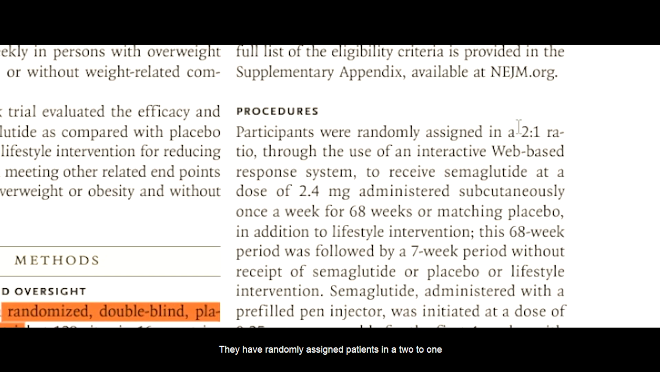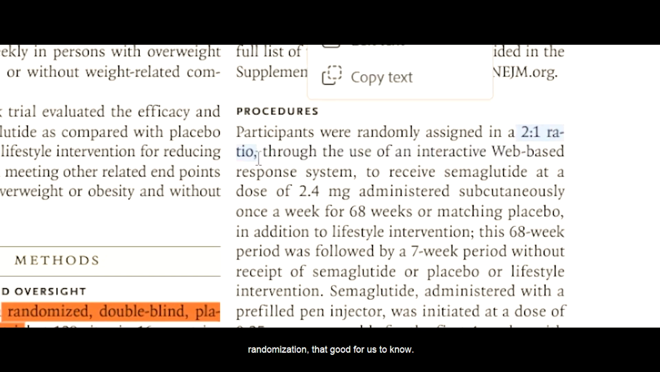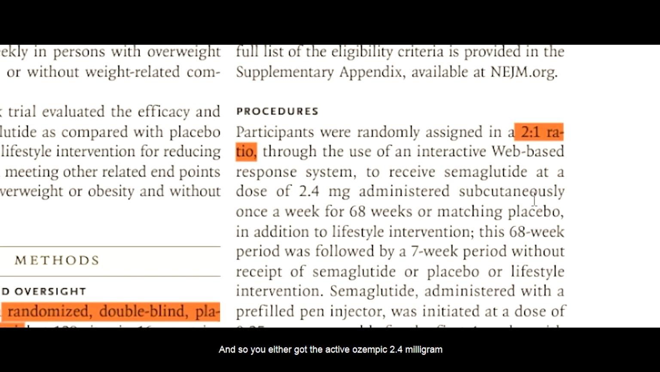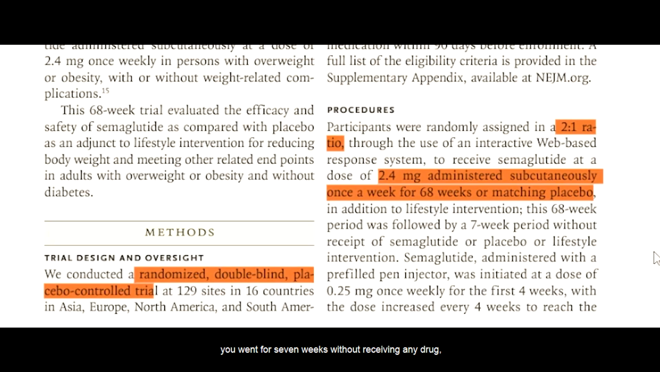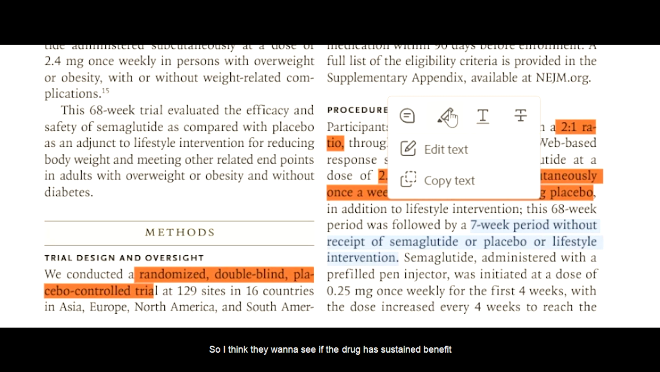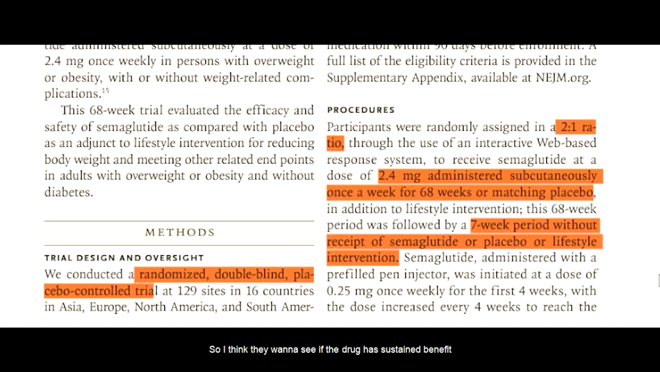They randomly assigned patients in a 2-to-1 randomization. That's good for us to know. And so you either got the active Ozempic 2.4 milligram once a week for 68 weeks or a placebo. And then at the 68-week mark, so about 15 months, you went for 7 weeks without receiving any drug or lifestyle intervention. So I think they want to see if the drug has sustained benefit or people just put the weight back on, is my guess.